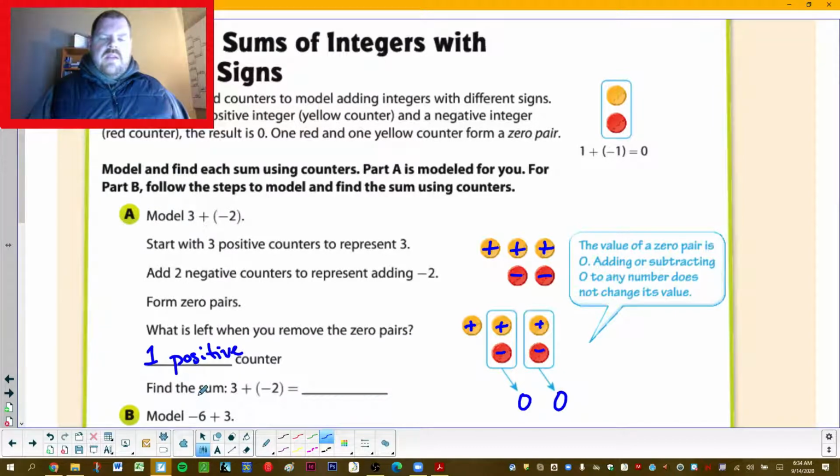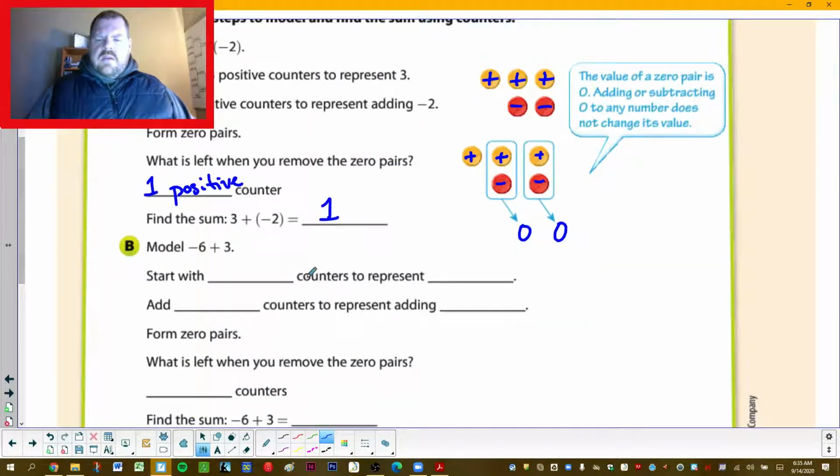And so what that means is 3 plus negative 2, which we did on the previous page, is 1. And now I want to do the same idea, but they don't give it to me. I have to actually do it to model negative 6 plus 3. So I'm going to start with 6 negative counters. For that, I'll use minus signs. 1, 2, 3, 4, 5, 6. And that's representing the value of negative 6.